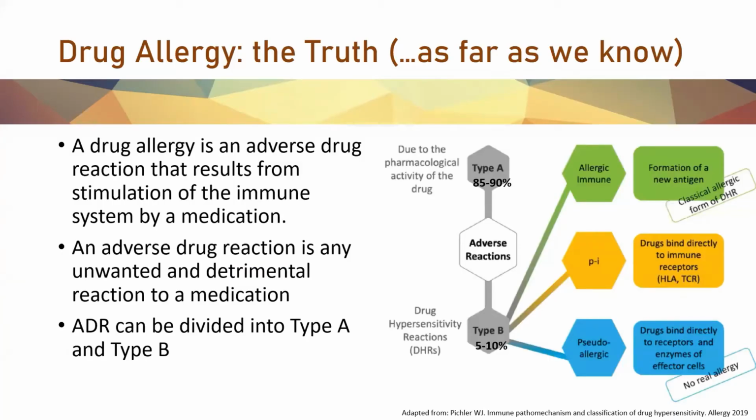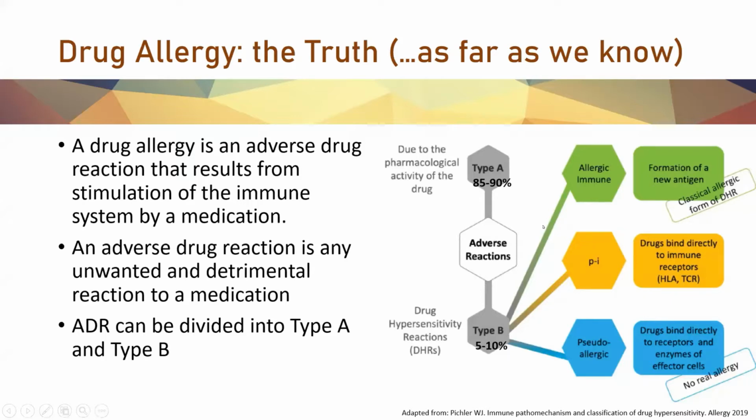So drug allergy, as far as we know, the truth is that drug allergy is an adverse drug reaction that basically results from the stimulation of the immune system. So what is an adverse drug reaction? It's any unwanted and detrimental reaction to a medication. An adverse drug reaction is a broad category that is now divided into two types, type A and type B. Type A are due to the pharmacologic activity of the drug and are far more common than type B, which are the drug hypersensitivity reactions.